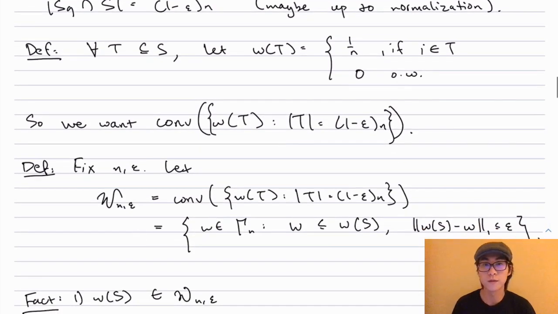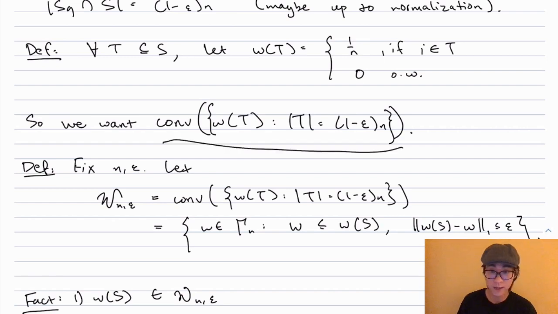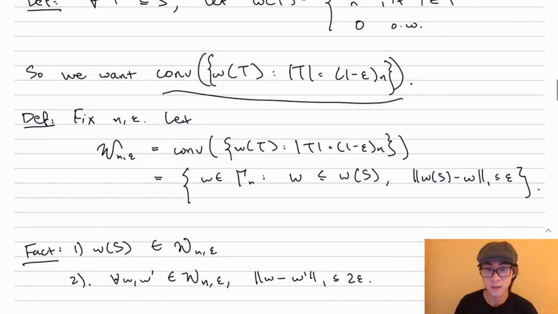For all T which are subsets of S, let w(T) be the set of weights which are 1/n if i is in T and 0 otherwise. So we want to contain all these weights for T which are of size (1 - epsilon) n, and because we like things to be convex, we'll take the convex hull of the set of weights. So let me define script W_{n,epsilon}, which I'll sometimes just refer to as W, as this quantity.